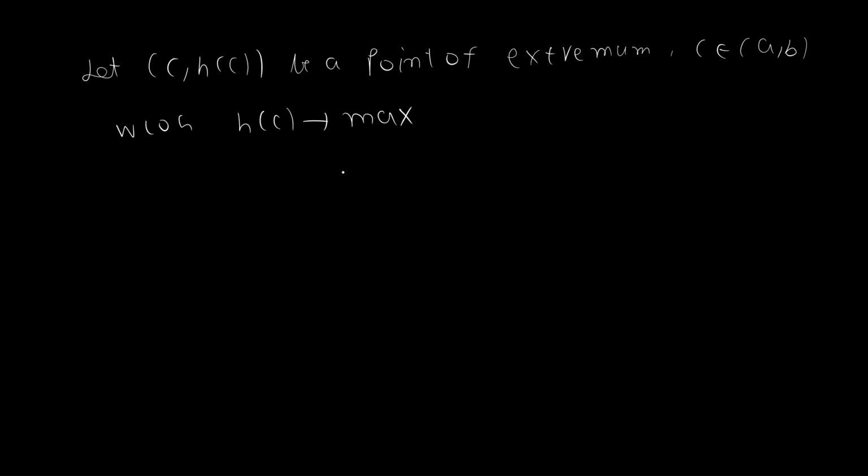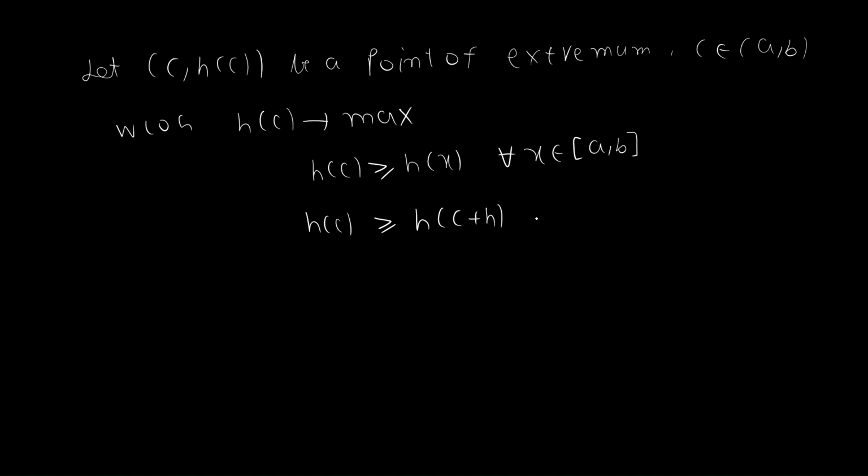If h(c) is maximum, then we can say that h(c) is greater than or equal to h(x) for all x belonging to (a, b), which implies that h(c) is greater than or equal to h(c + h), where let's say h is a quantity greater than 0. And note that this h is just a scalar quantity, it's not any function. h is greater than 0.